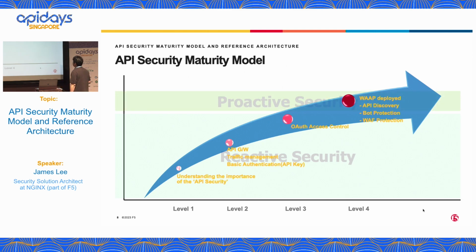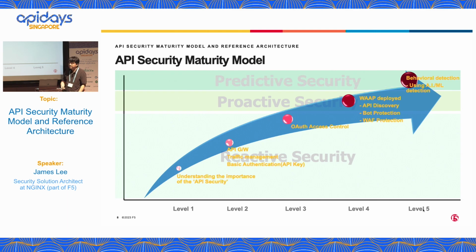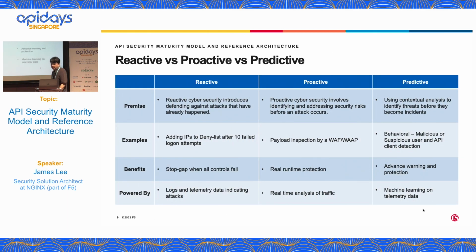What's level 5? Level 5 requires behavioral monitoring and behavioral detection using AI and machine learning. Once you reach level 5, then we call it predictive. Then what is the difference between reactive, proactive and predictive? Reactive security means something already happened. So some bad traffic and attack was already forwarded to your API endpoint. Then after that, you place the protection or do something. That is the reactive.